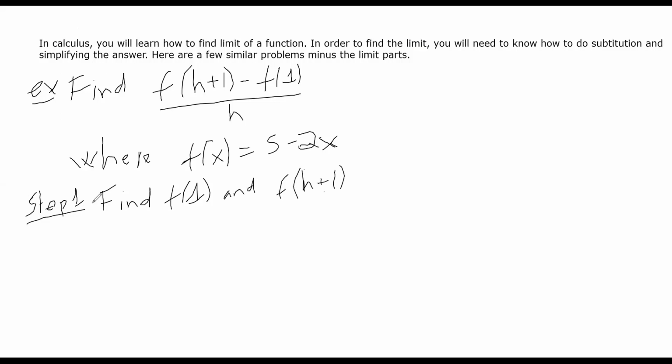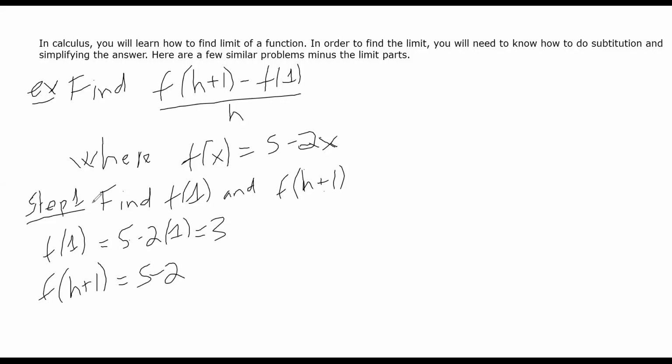And then you're going to understand what the heck we are doing with the h once you get to calculus. Okay, so f of 1 is 5 minus 2 times 1. So that's 3. F of h plus 1 is 5 minus 2 times (h plus 1), which is 5 minus 2h minus 2. So 5 minus 2 is 3, giving 3 minus 2h.